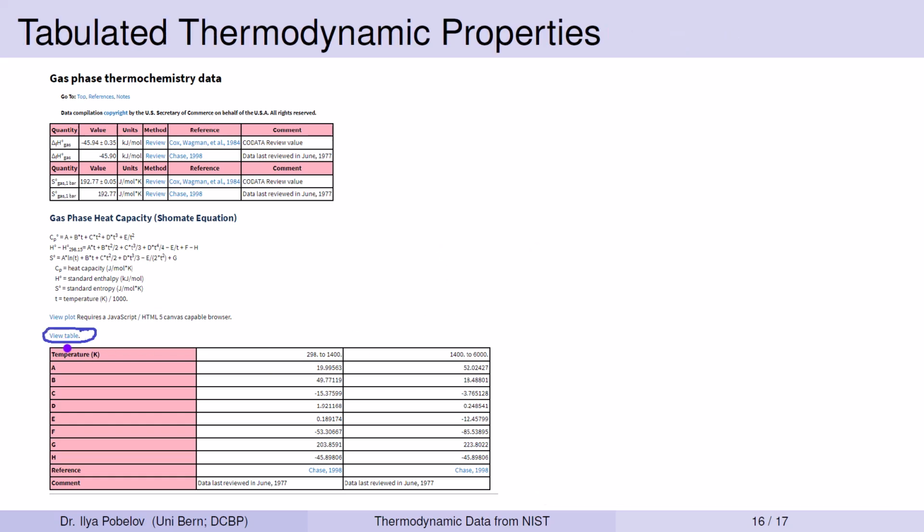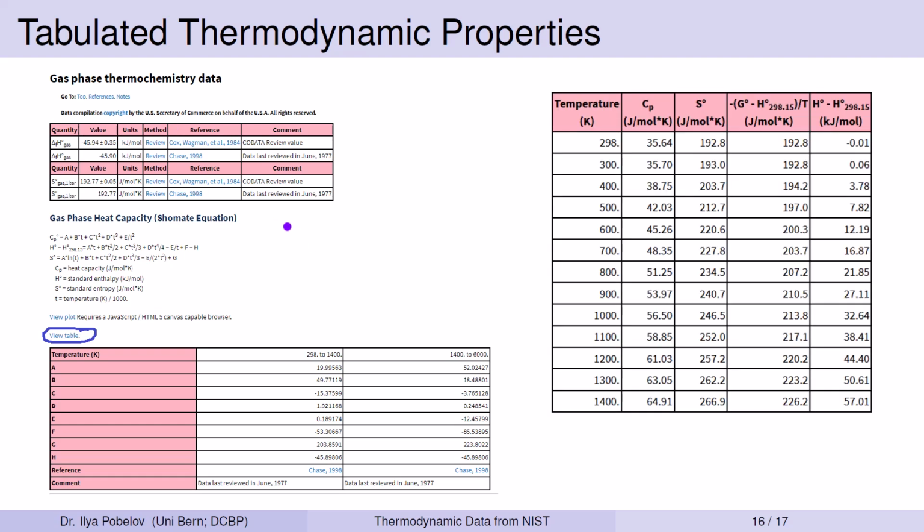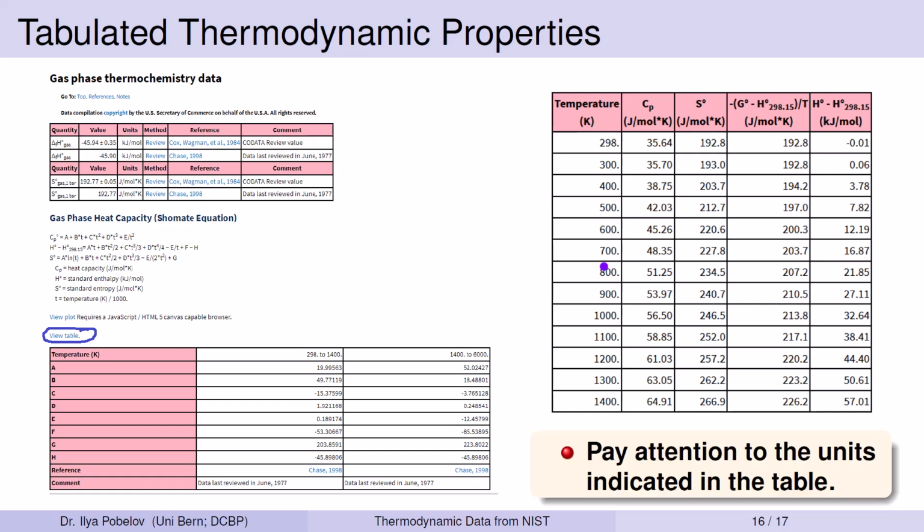By clicking on View Table inside the section Gas Phase Heat Capacity Shomate Equation in the data page, you can access a table showing certain thermodynamic properties for the selected substance at various temperatures. The properties include the molar heat capacity at constant pressure and the molar enthalpy relative to the value at 298.15 Kelvin. This table can be utilized to quickly look up values at some temperatures. Pay attention to the units indicated in the table.